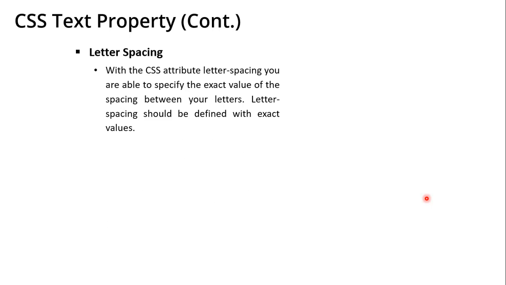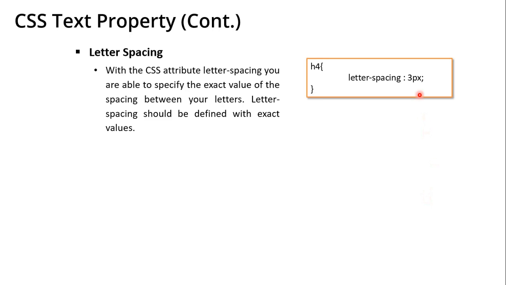Letter spacing, between letters. If you want space, then with the CSS attribute letter spacing, you are able to specify the exact value of the spacing between your letters. Letter spacing should be defined with an exact value, suppose 3 pixels. Suppose you are writing hi, then you have two letters, H and I. If you want space between them, then you have to use letter spacing.